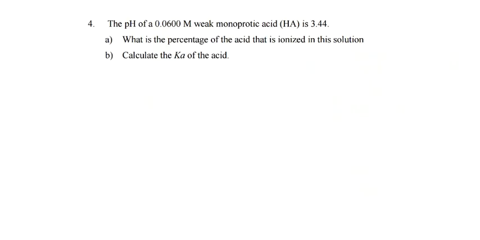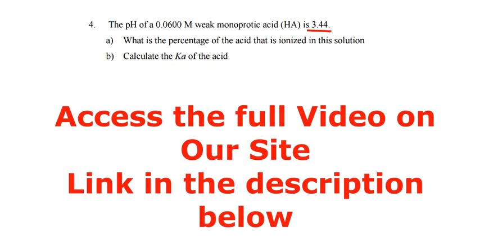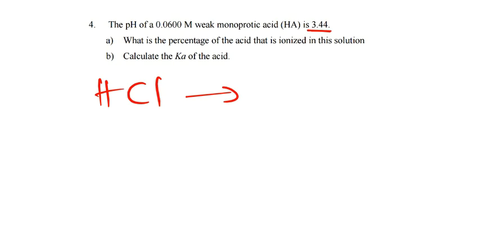Okay, so let's answer this question together. The weak acid ionization. So the pH of the weak acid is given to be 3.44. Now what is the percentage of the acid that is ionized in this solution? So I have emphasized even just in this brief video so far that the weak acids and the weak bases ionize partially. That's what distinguishes them from the strong acids and bases. So implying that it's not 100%.